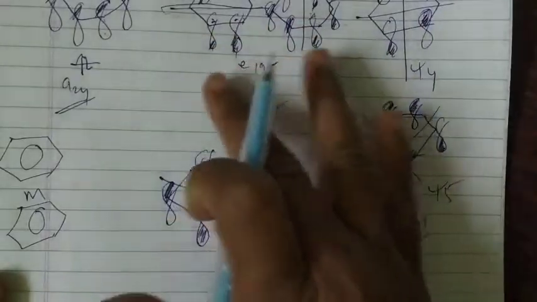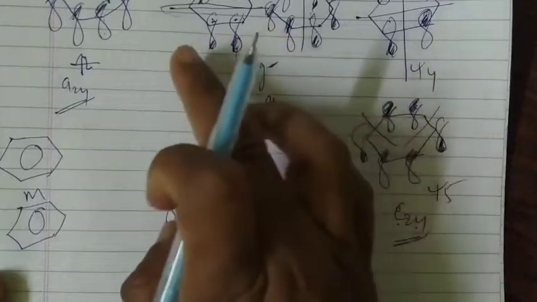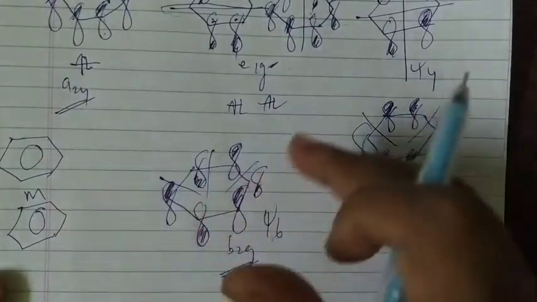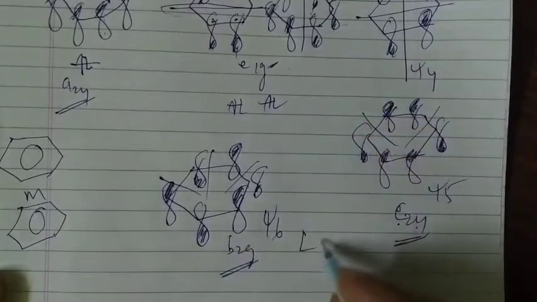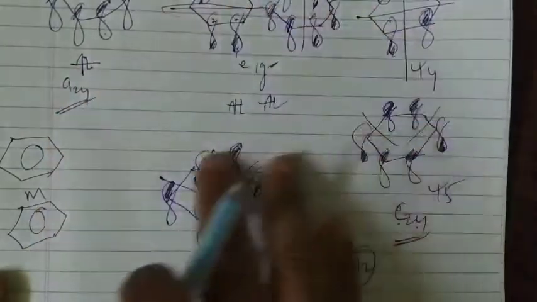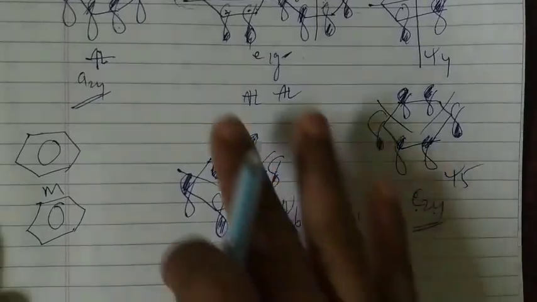So 2, 2, 2 you have to take. All this 2 you have to take, this one 6 and another 6 you have to take. So totally 12. So 12 LGOs, ligand group orbitals, are generated here. This 6, another 6, so 12. And now we have to see which is going to overlap with the metal ions.